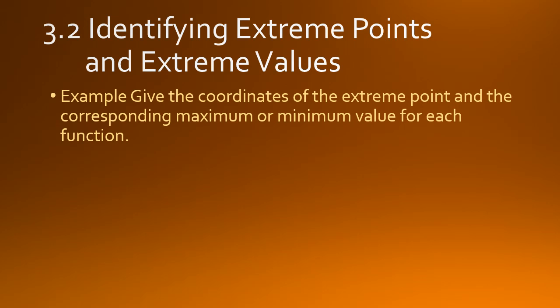Now we're going to give the coordinates of the extreme points and the corresponding maximum or minimum value for each function. So we've got 2x squared plus 4x minus 16. And remember, what we want to find is the vertex. So we're going to use the information that we've already talked about to do that. Pause the recording, give this a try, and resume the recording to check your answer.